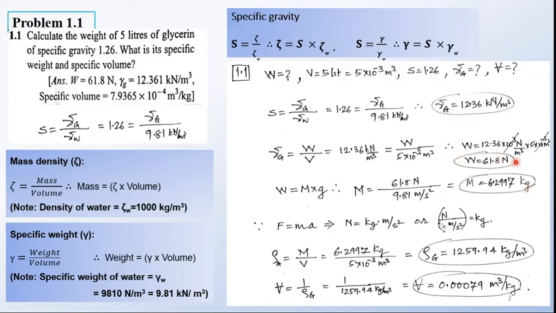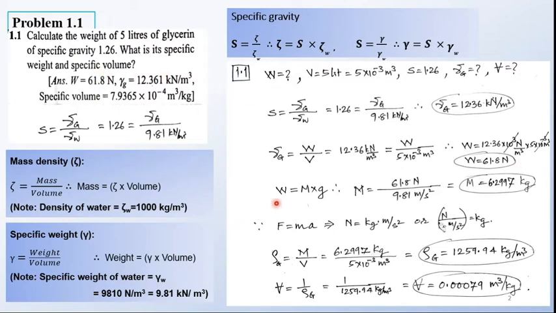Okay, here you can make an observation. W is equal to 12.36 kilonewton. I have converted kilo into 10 raised to 3, so it is written as 12.36 into 10 raised to 3 Newton per meter cube into 5 into 10 raised to minus 3 meter cube. Meter cube cancels off, 10 raised to minus 3 and 10 raised to 3 cancel off, we will be left with Newton. So the weight of 5 liters of glycerin would be 61.8 newtons. That's the answer that is given.